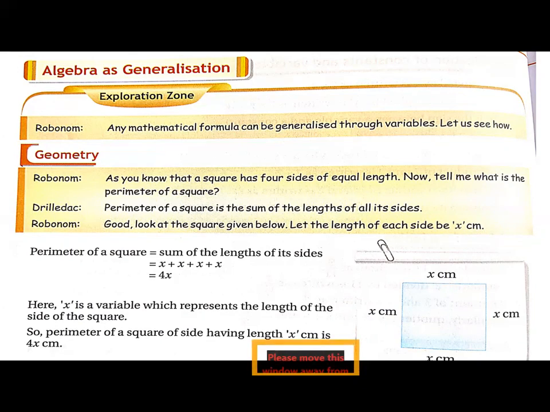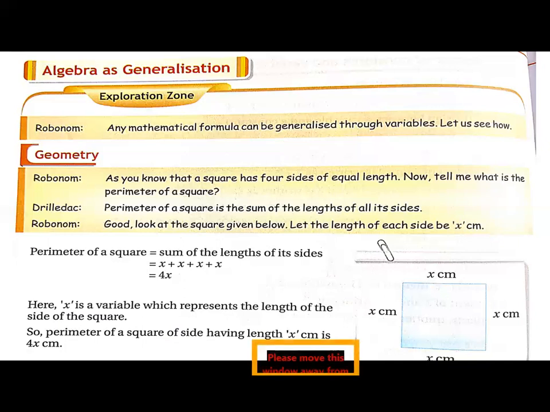To form the formula for the perimeter of a square, you have to add the lengths of its sides. So x plus x plus x plus x is 4x. Here, x is the variable which represents the length of the side of the square. So the perimeter of a square of side length x centimeter is 4x centimeter.